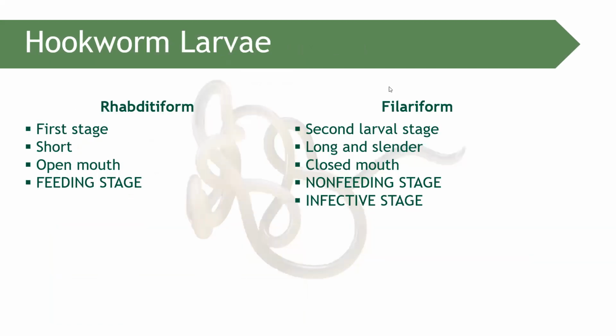Now, what is the difference between Rhabditiform and Filariform? Again, kapag sinabi nating Rhabditiform, that is the first stage, short, open mouth because of the long buccal cavity and the feeding stage. Filariform, on the other hand, is the second larval stage, long and slender, closed mouth, and non-feeding stage, and considered as the infective stage of the hookworm.